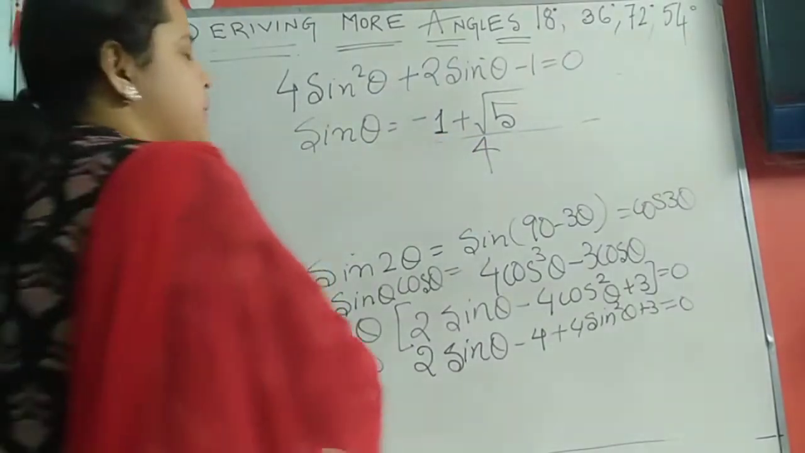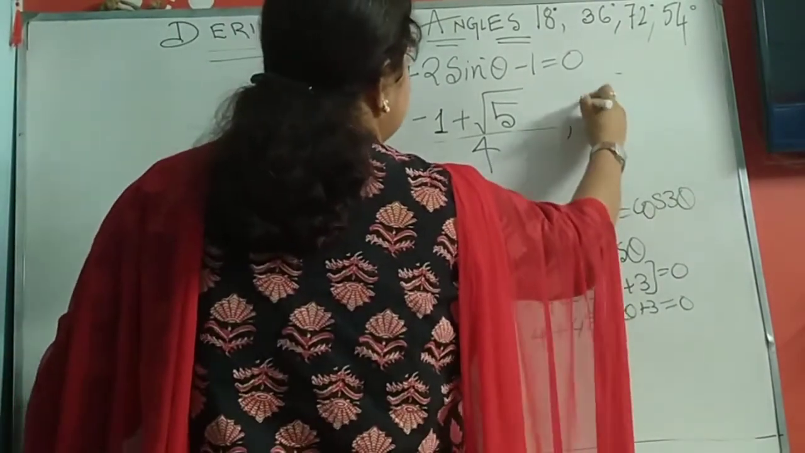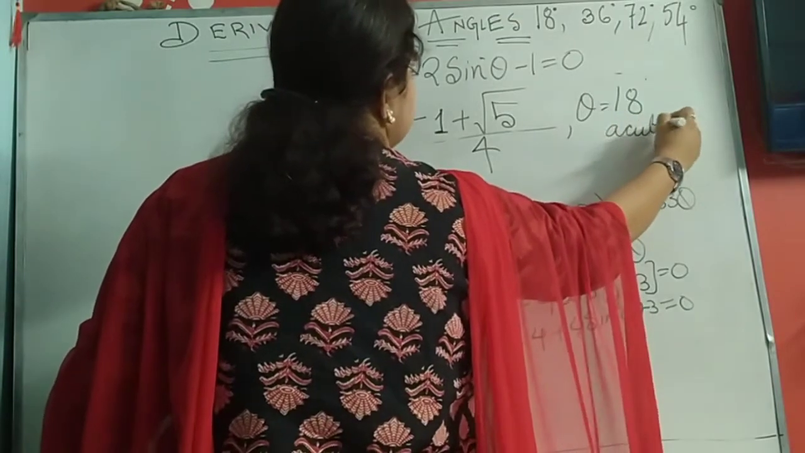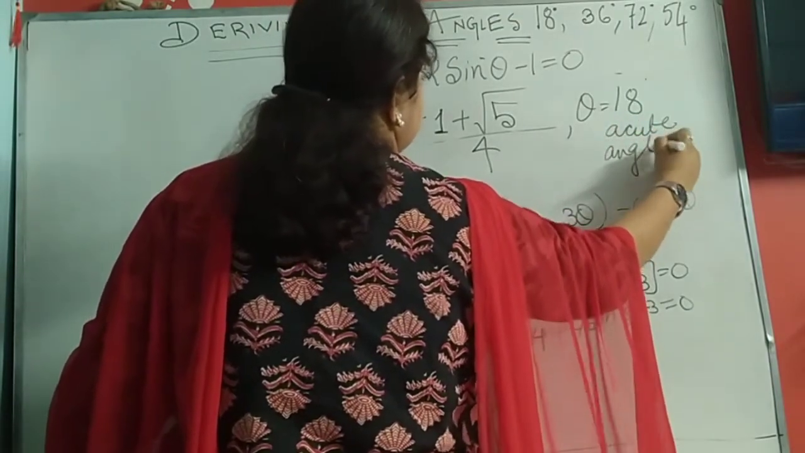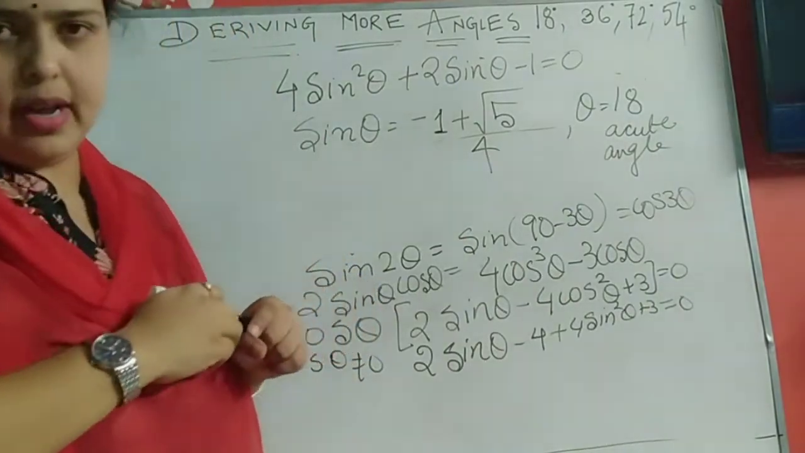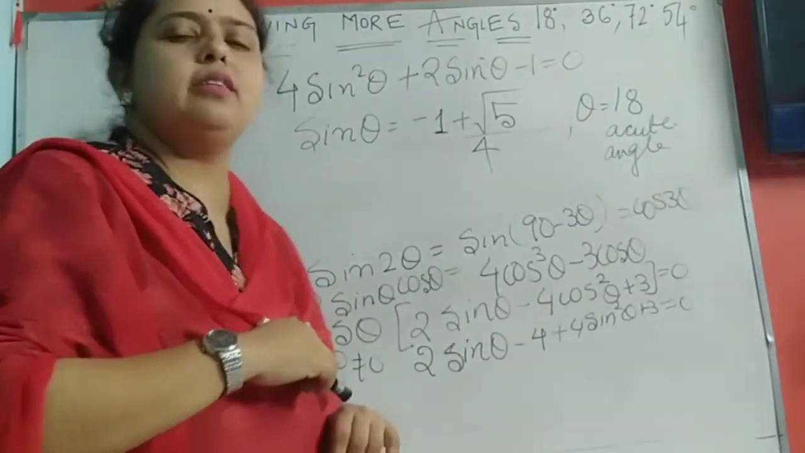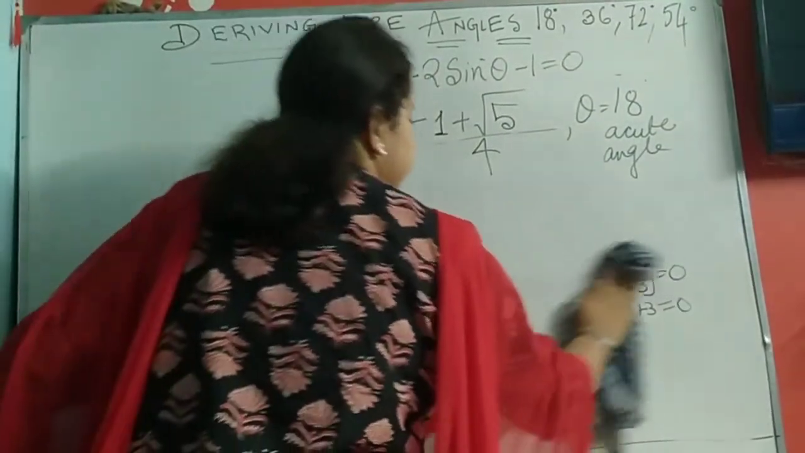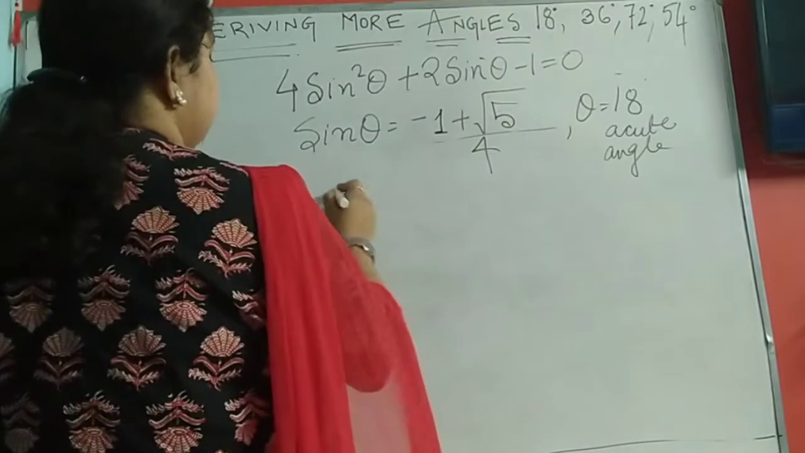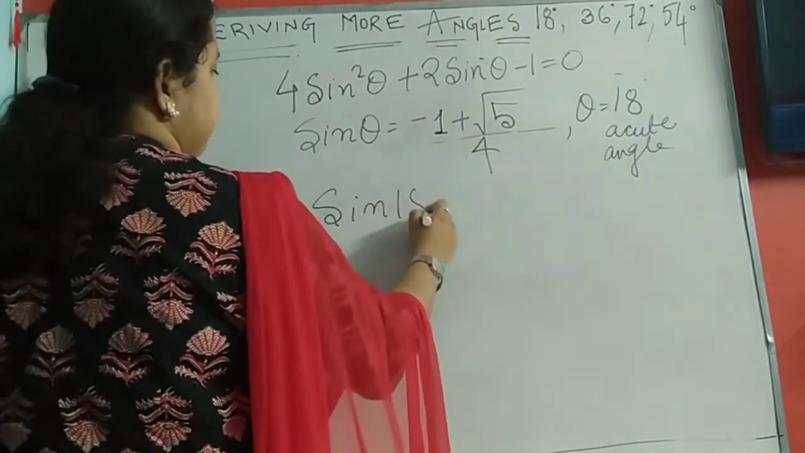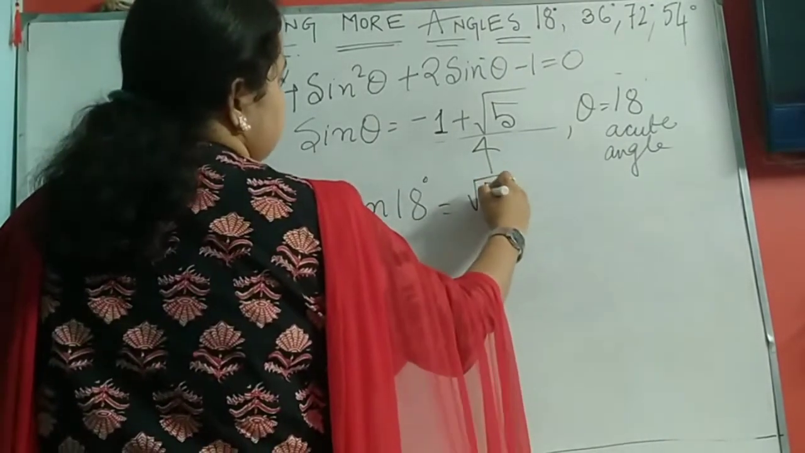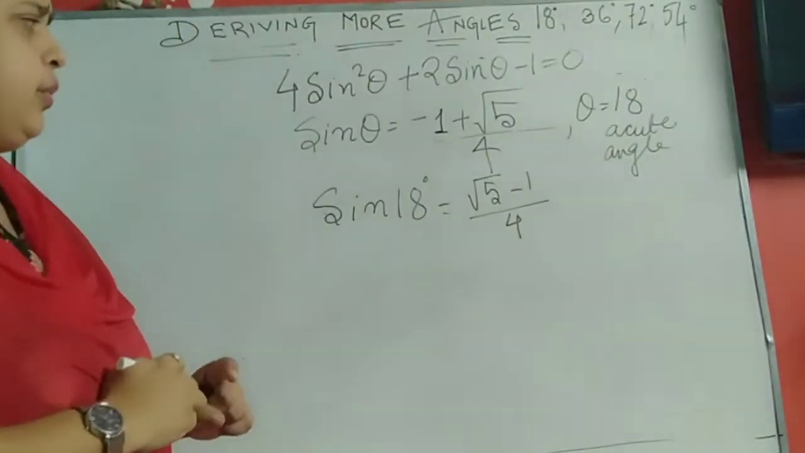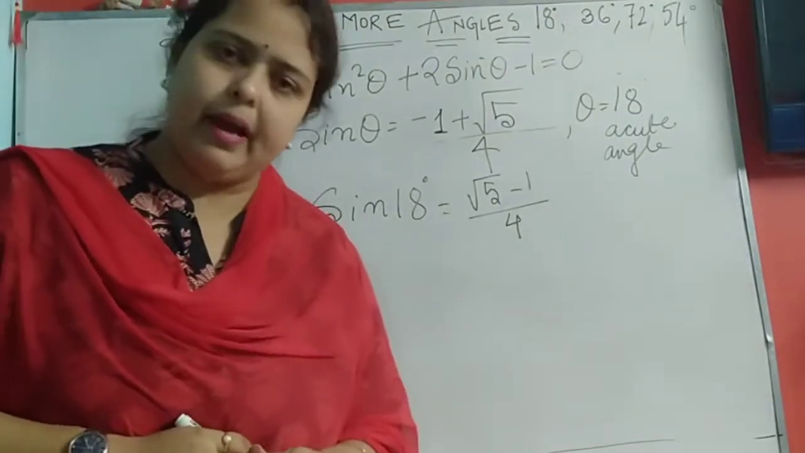But a reason must be given why we eliminated it, the possibility of getting a negative answer for the angle. Because this is an acute angle, the minus is rejected. Now I'm going to write down the value in this way. So sine 18, therefore we have derived here sine 18 as root 5 minus 1 by 4.